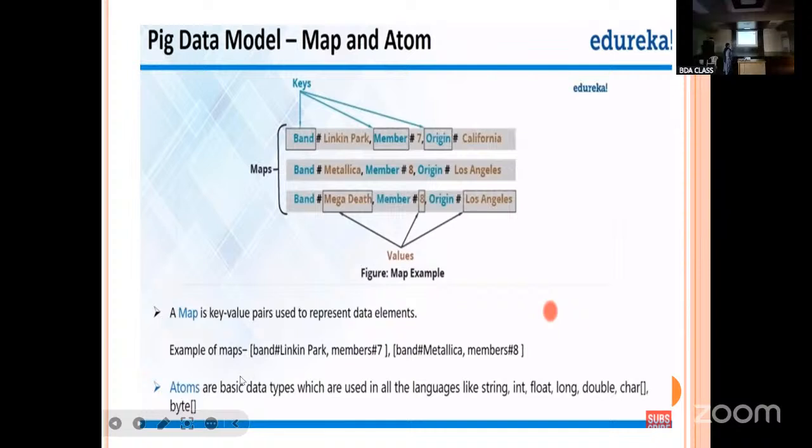Next, write down atoms are basic data types. Atoms are the basic data types like the data types used in different languages. What are those? You're having int, float, char, long double, double, right?